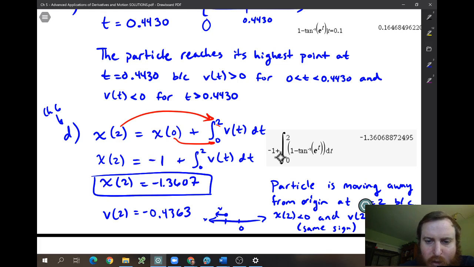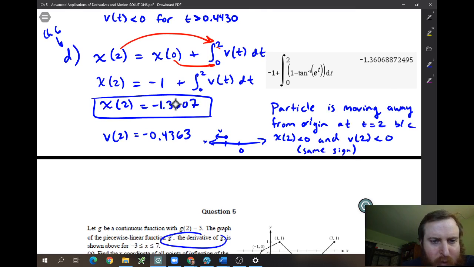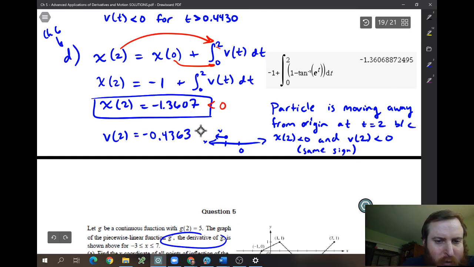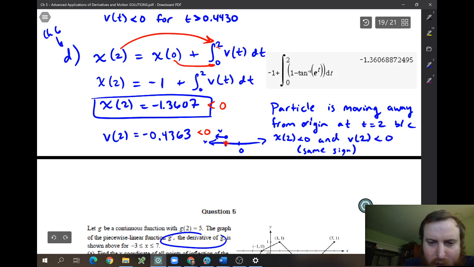And for the integral, I typed in that entire thing into my calculator. We got -1.3607. Then the follow-up question was, is the particle moving towards or away from the axis? So we're going to say x of 2 is -1.3607, that's less than 0, and v of 2 is also less than 0. So if you memorize that, that's moving away from the origin. If you didn't memorize it, sometimes I'll just do a number line with x. So here's my 0. My position is negative, so here's the particle to the left of the origin. My velocity is negative, so it's moving to the left. So that shows moving away from 0.